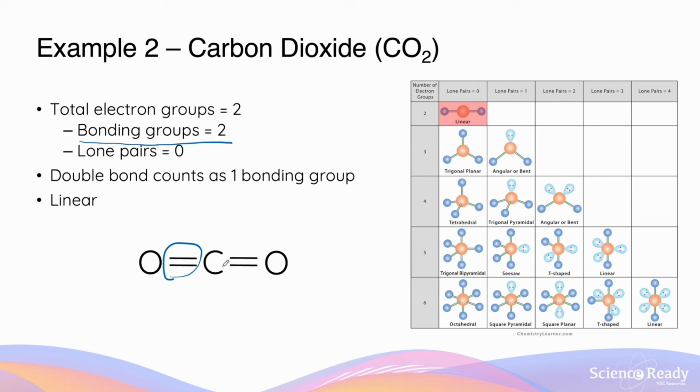Carbon is in group 14, so it has 4 valence electrons. And by having these 4 bonds, it has exhausted all of its valence electrons, so it has no lone pairs left. So this, by using the table, tells us that in carbon dioxide, we'll also have a linear shape where the 2 sets of double bonds will be 180 degrees apart.